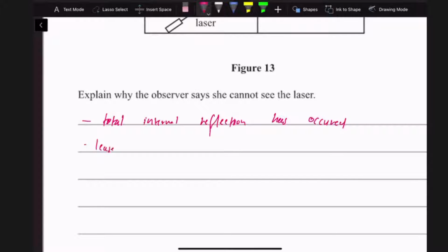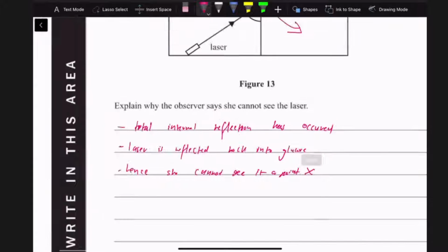The laser is reflected back into the glucose, and then just say that hence that's why she cannot see it at point X.